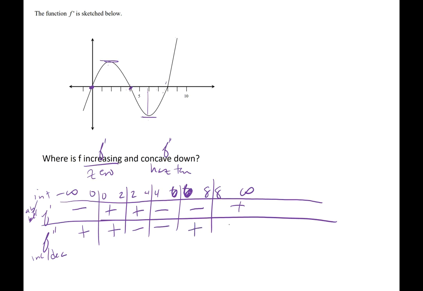And then 8 to infinity also increasing. So I am supposed to be looking for where it's increasing, so I need a positive f prime, and concave down, so a negative f double prime. So positive f prime and negative f double prime. That only happens right there in that one spot. So you would say that it is from 2 to 4 is the interval that happens on.